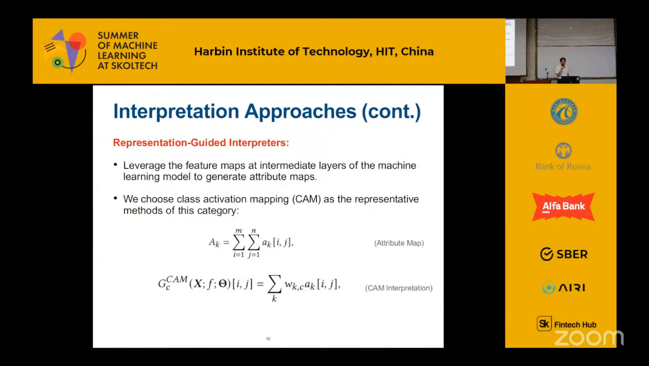One of the modern ones is called Grad-CAM, and it is calculated like this. Firstly, calculate the attribute map, and secondly, calculate the CAM interpretation using the second expression.